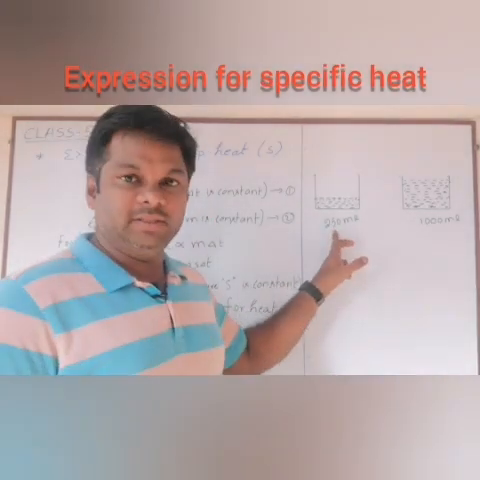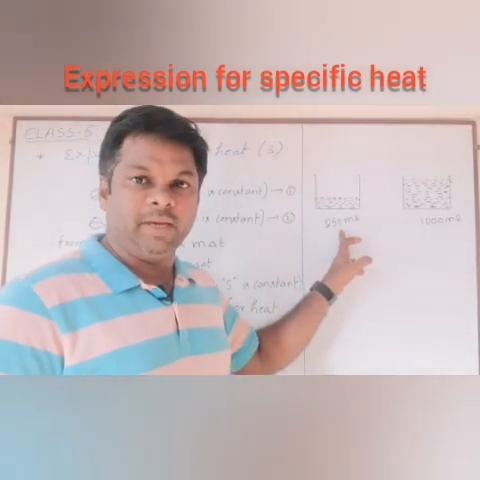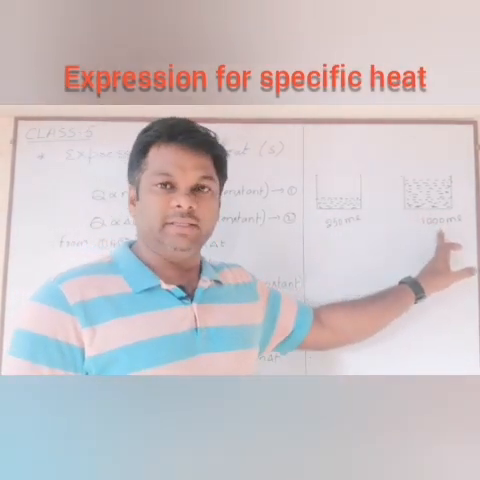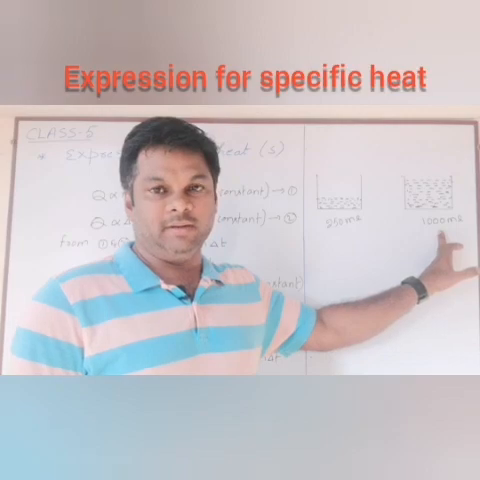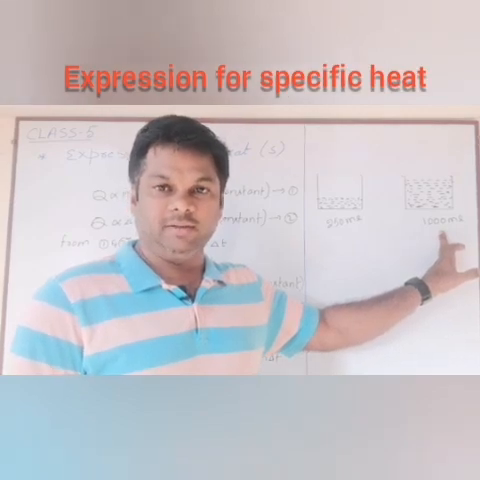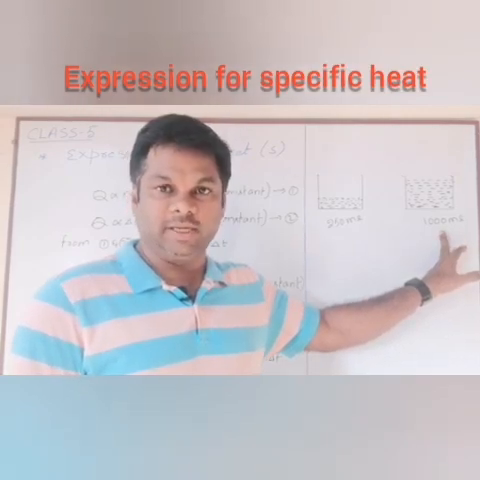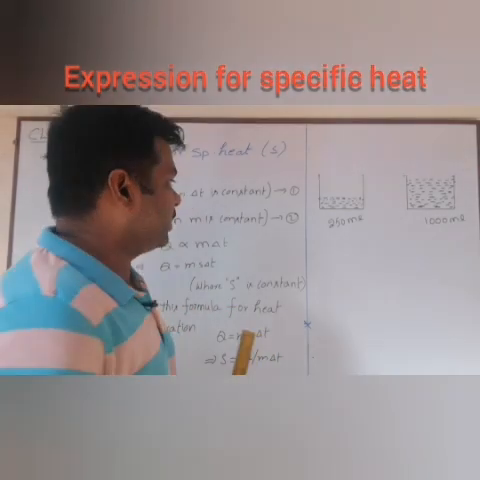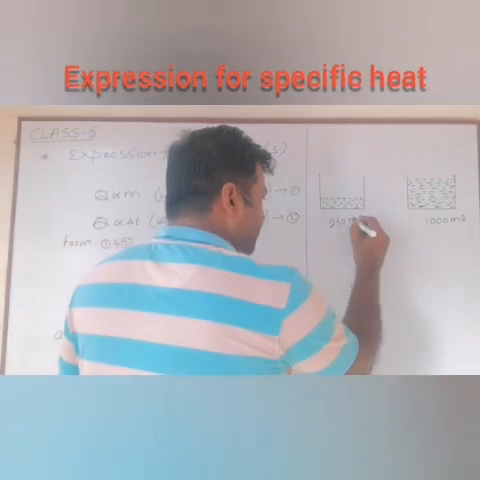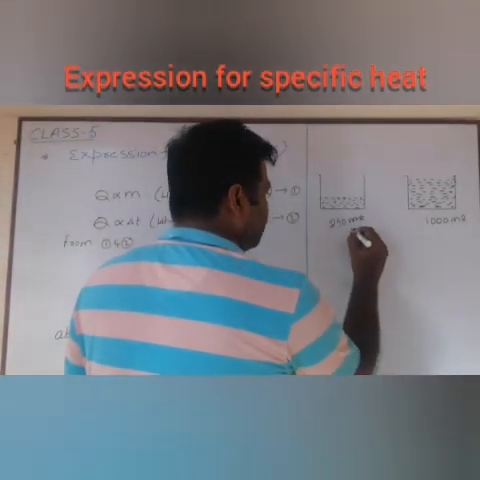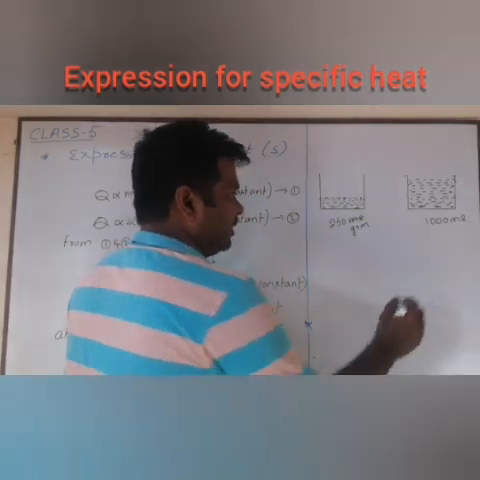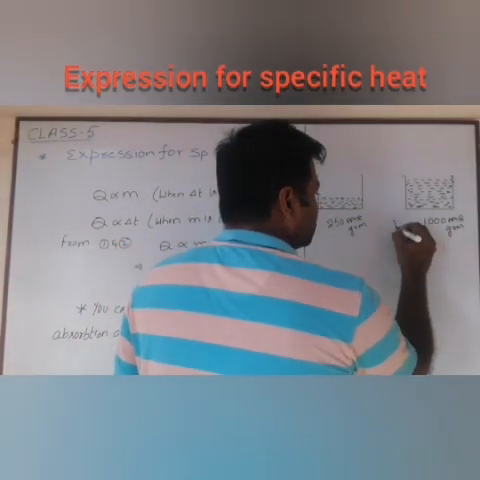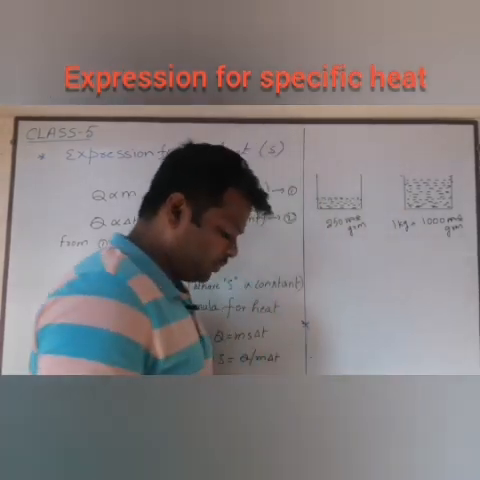One beaker contains 250 ml of water. Another beaker contains 1000 ml, which is almost 1 liter of water. Here it is volume. For my convenience, I will choose 250 grams of water, and here 1000 grams of water, which is equal to 1 kg. I hope you got the point.